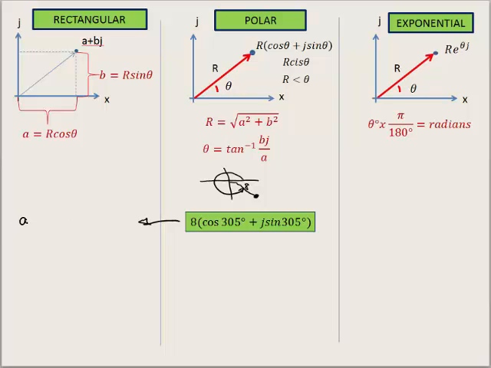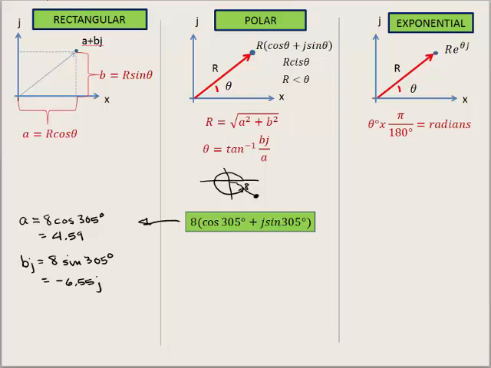How do we find A? A equals R, which was 8, cosine of 305 degrees. And that should equal 4.59. Now to find B, we take 8, and it's the sine of 305 degrees. And that should equal a negative 6.55 J.